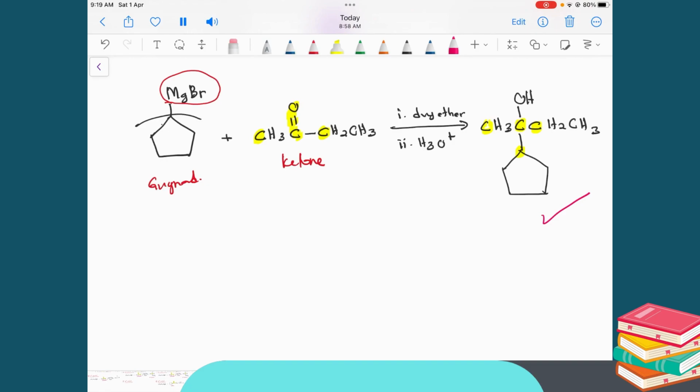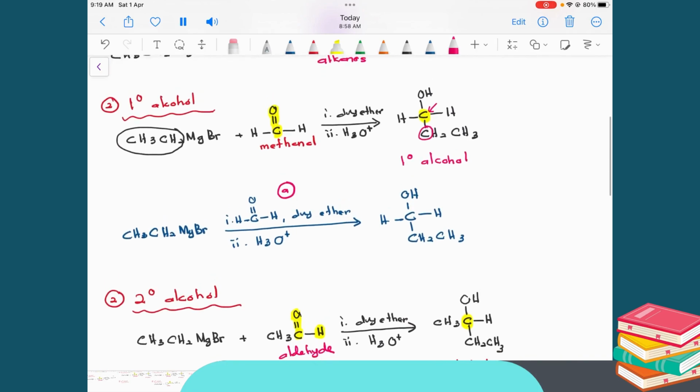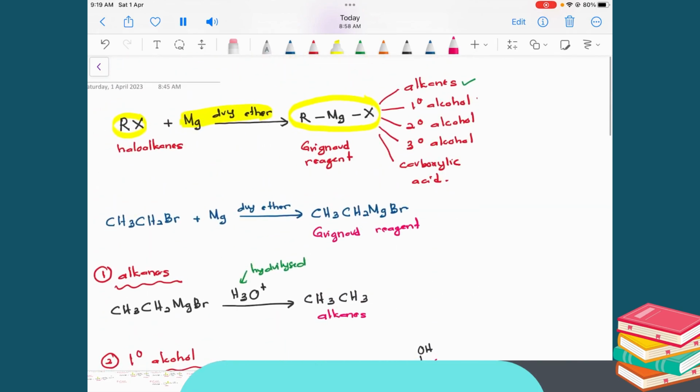So this is how we can prepare alkane, the 3 classes of alcohol, and carboxylic acid from a Grignard reagent. That's why I said that the Grignard reagent is one of the powerful reagents.